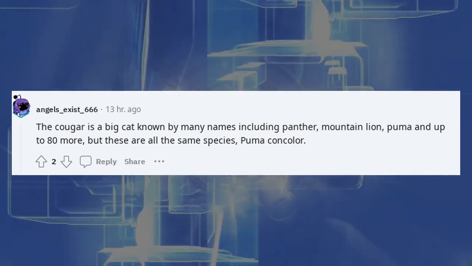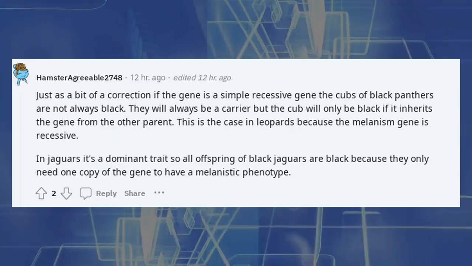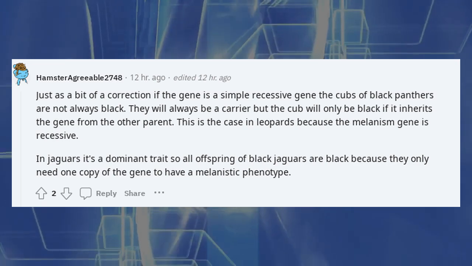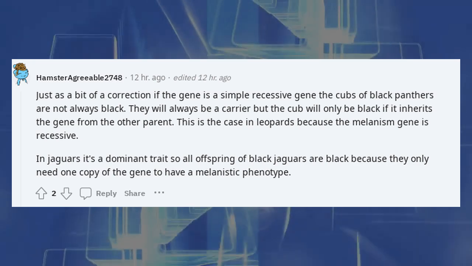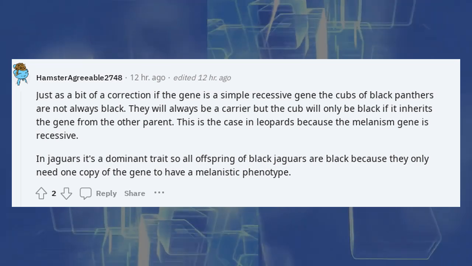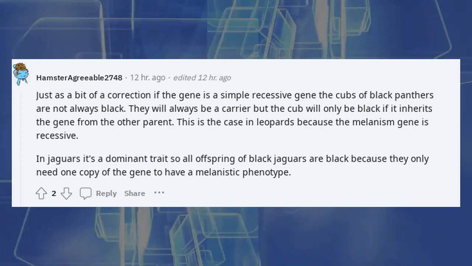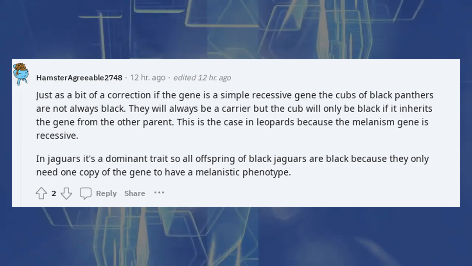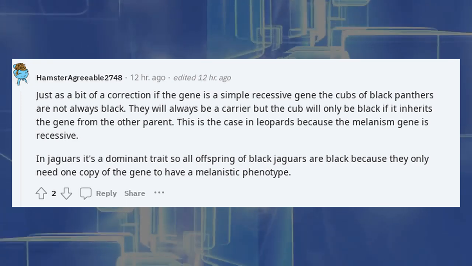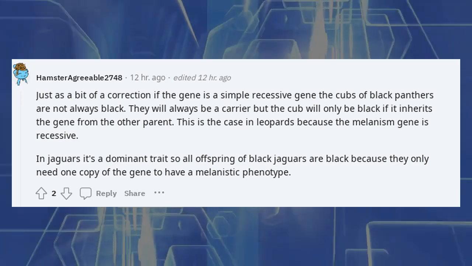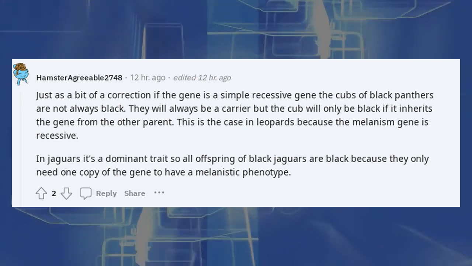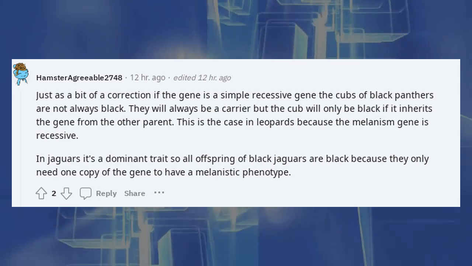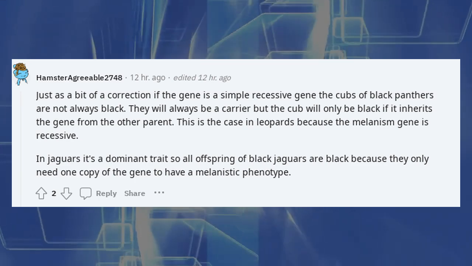Puma can color. Just as a bit of a correction, if the gene is a simple recessive gene, the cubs of black panthers are not always black. They will always be a carrier, but the cub will only be black if it inherits the gene from the other parent. This is the case in leopards because the melanism gene is recessive. In jaguars it's a dominant trait, so all offspring of black jaguars are black because they only need one copy of the gene to have a melanistic phenotype.